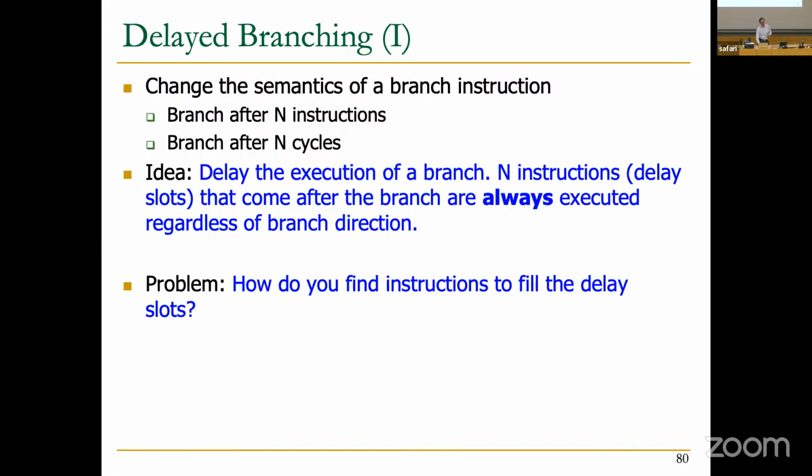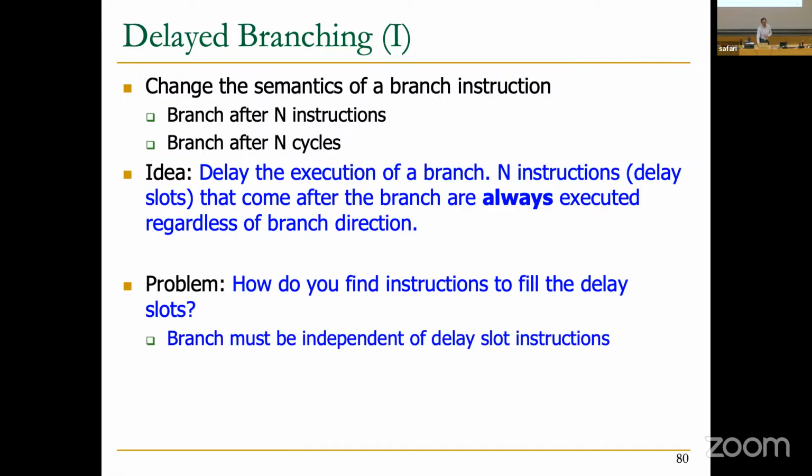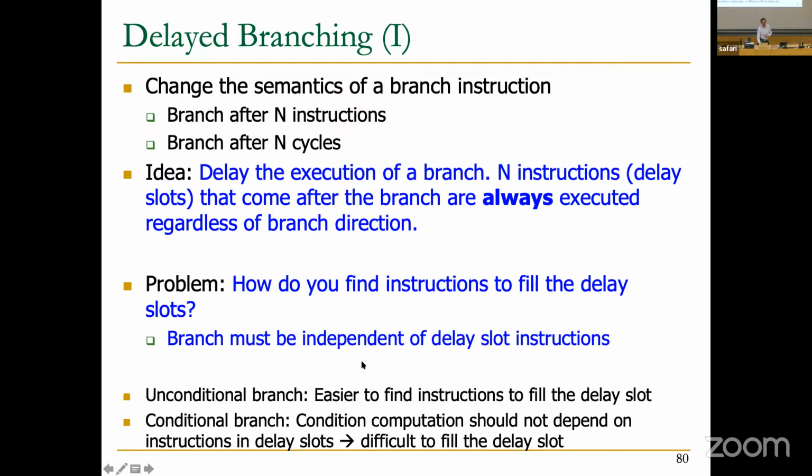So of course, there's a question, how do you find instructions to fill the delay slots? These are called delay slots. The branch must be independent of the delay slot instructions. So if you have an unconditional branch, it's easier to find the instructions to fill the delay slot. But if you have a conditional branch, the condition computation should not depend on the instruction in the delay slot, clearly. So it's difficult to fill the delay slot.